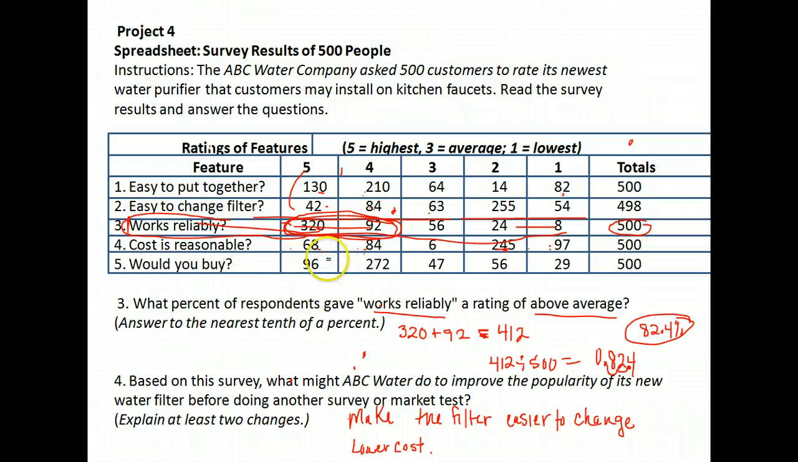And would they buy it? Okay, that really isn't going to come into play here. But what could they change? They could change the things that were rated low. And the things that were rated low were the filter, how easy it was to change, and the cost. So those are 2 suggestions that I would have put. Again, this is up to you. Just go through the steps and answer those questions.